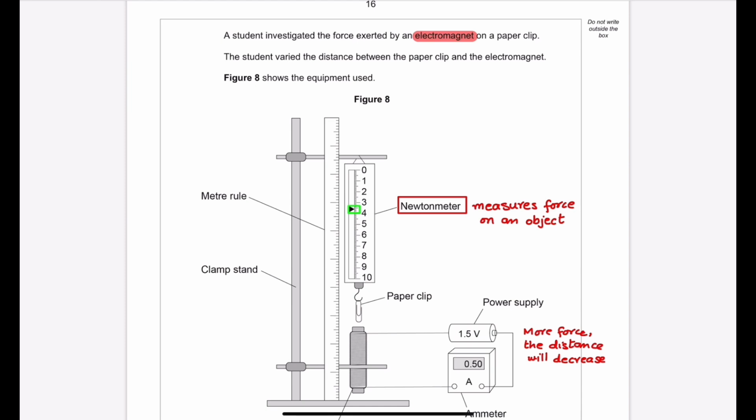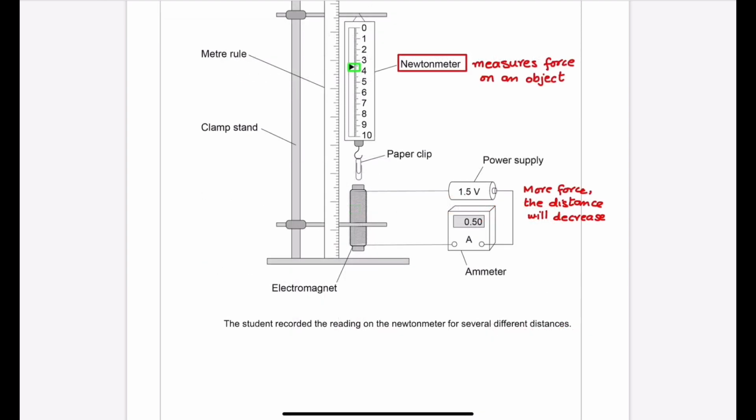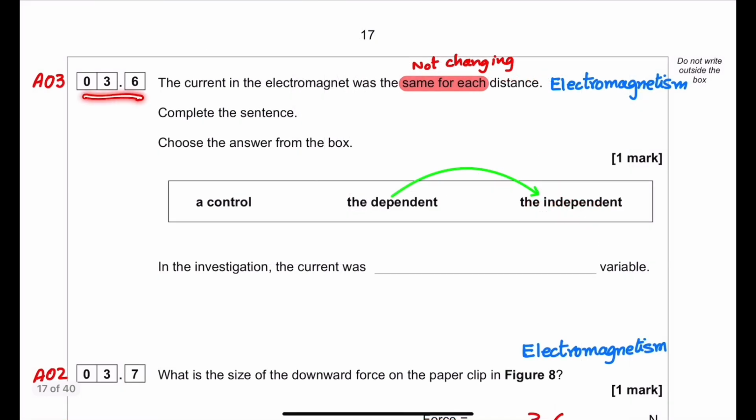We can see here when the current flows through the coil, it becomes a magnet. As a result, it applies the force on the paperclip downward. The student recorded the reading on the Newton meter for several different distances. 3.6 is an AO3 question. The current in the electromagnet was the same for each distance. Same means not changing. Complete the sentence.